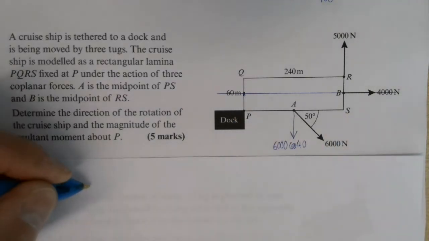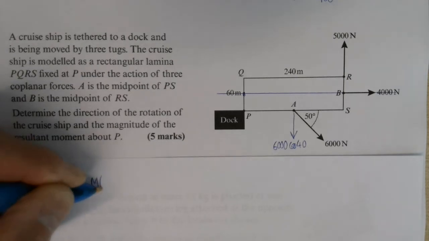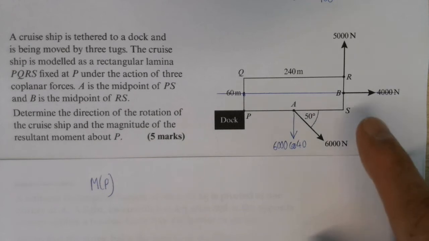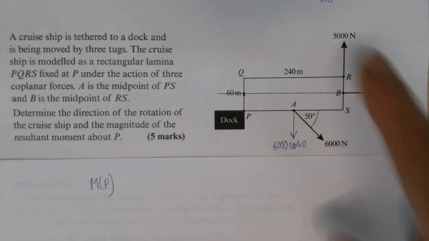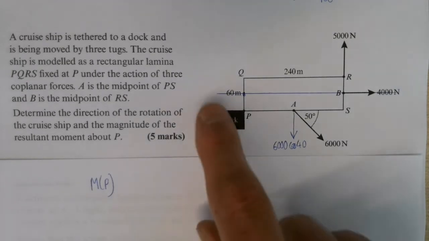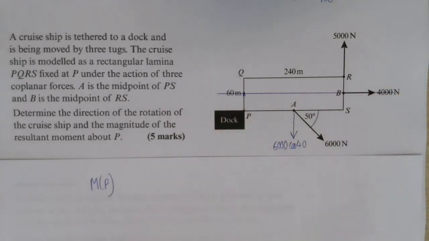So if I now take moments about P, I've got this force, which is pulling it anti-clockwise, and then I've got this force and this force pulling it clockwise. And in this question, it's not in equilibrium. So one is going to win. It's either going to be turning clockwise or it's going to be turning anti-clockwise.